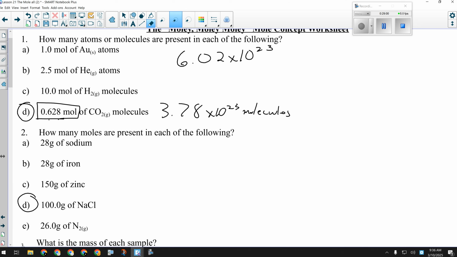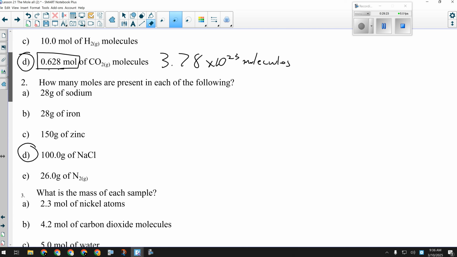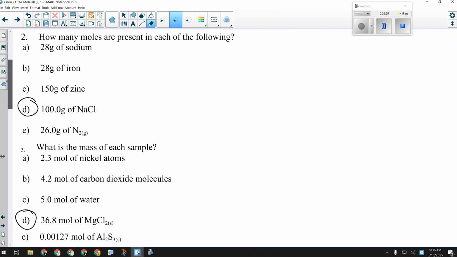Here's the thing. For 1A, would it have mattered what material I put there? 1 mole of anything is 6.02 times 10 to the 23, in the same way that 1 dozen of anything is 12. It works the same way. All right, please try 2D and 3D. For 2, you're looking for the number of moles, and for 3, you're looking for the mass.